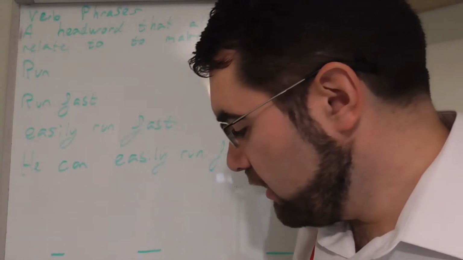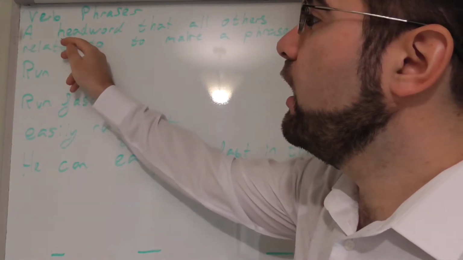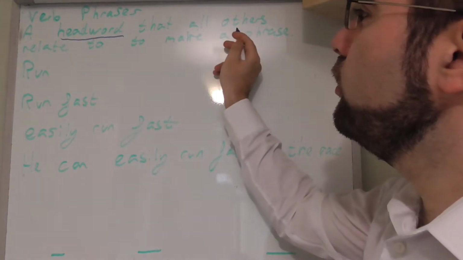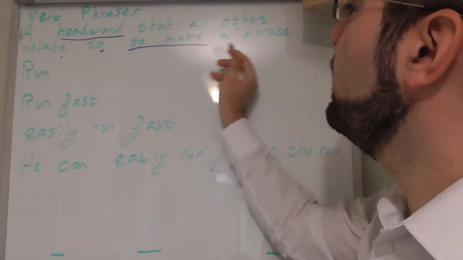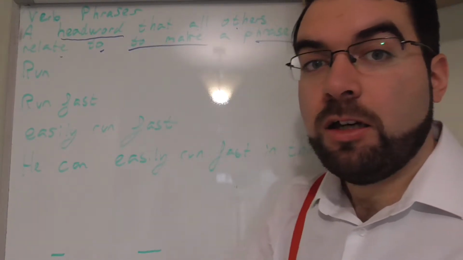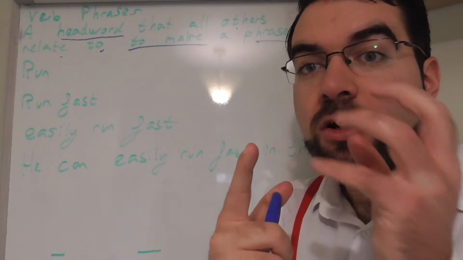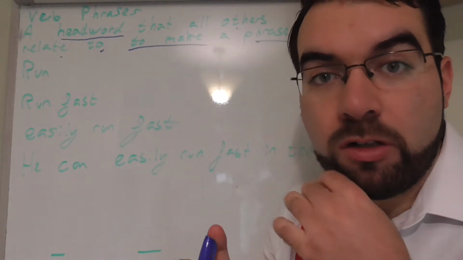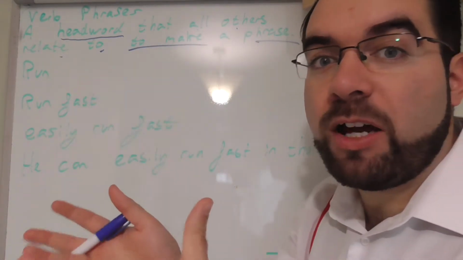Okay, so let's look at verb phrases. A head word is a word that all other words relate to in order to make a phrase. We take one word and all the rest of the words relate to and build on that word to create a phrase. They all work around it.